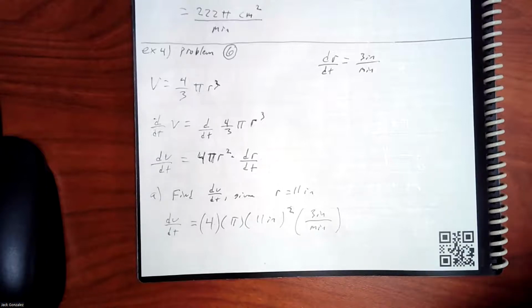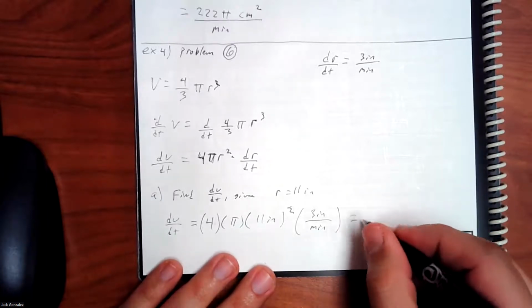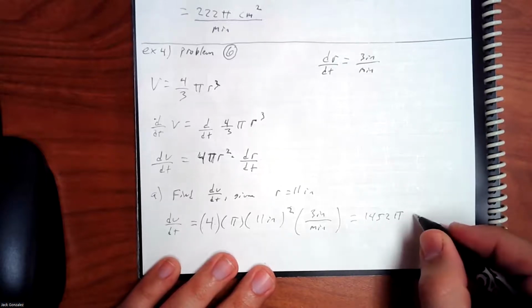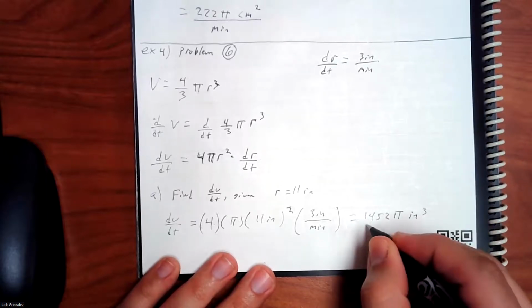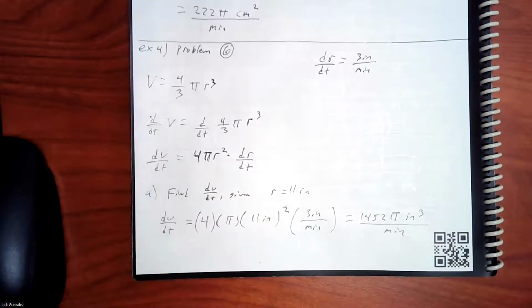Okay, so that'll be what, 12 times 121? What's that going to be? You said 1,452? That sounds familiar. That's what I got. Inches cubed over a minute.